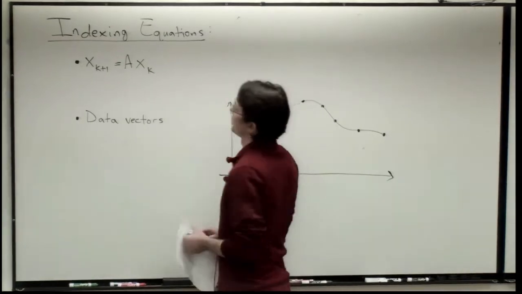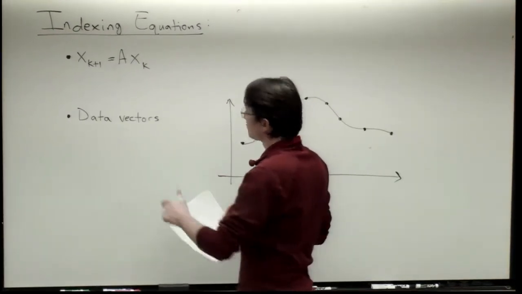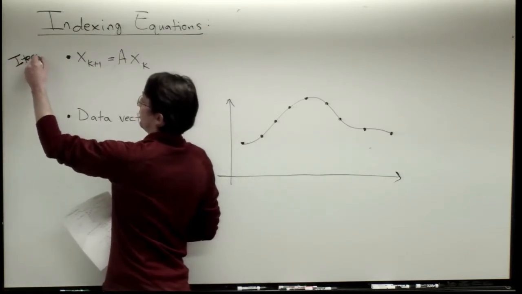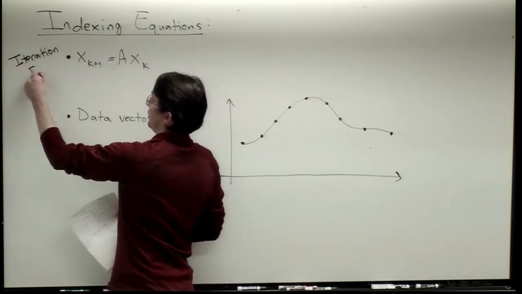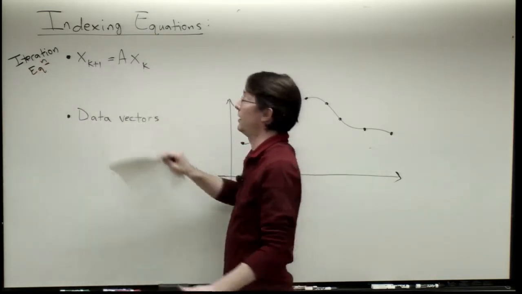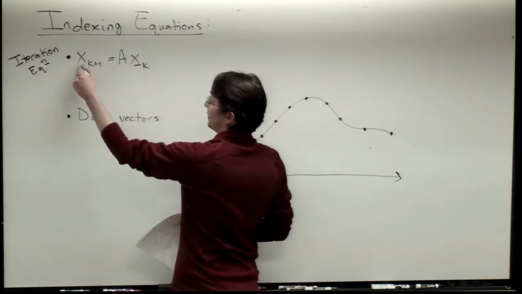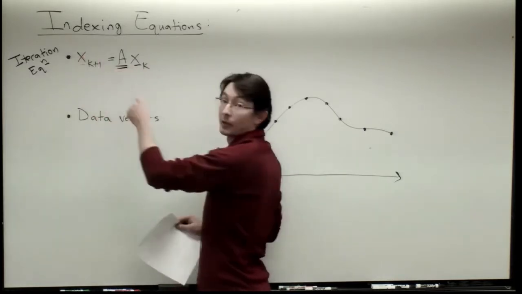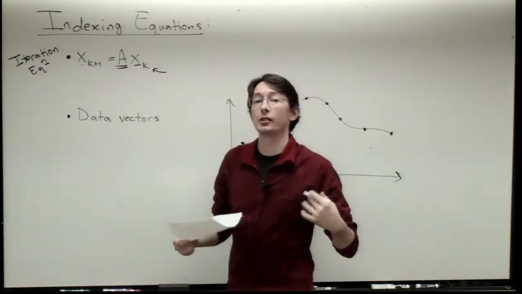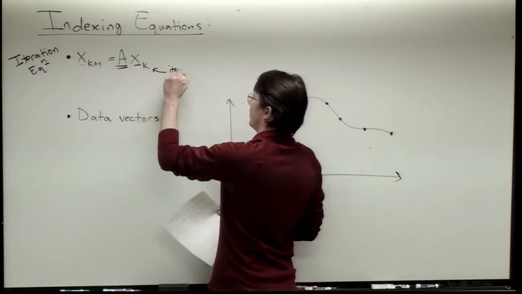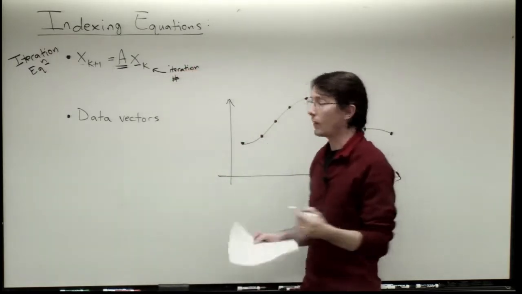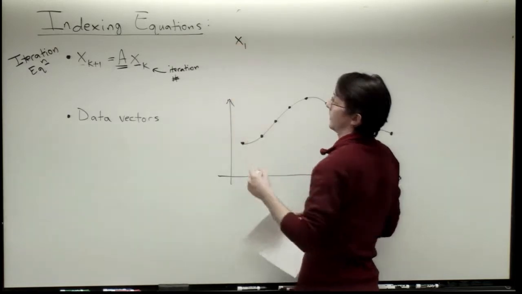So just to start, oftentimes we will look at an iteration equation. Okay, this is an iteration equation, x_{k+1} equals A times x_k. So each of these x's may be a vector, and this A might be a matrix. And so this index k is my iteration number. Okay, this is my iteration number.